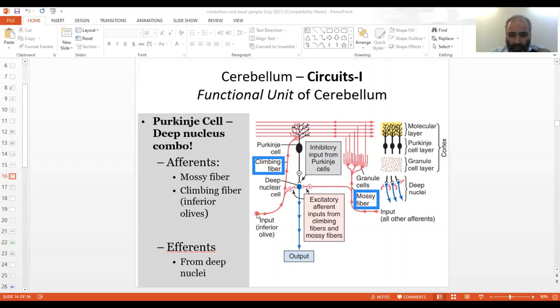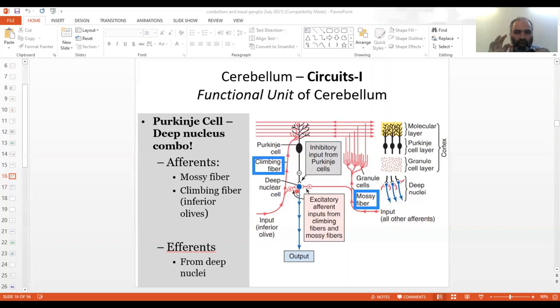So just follow my cursor here. This climbing fiber literally climbs towards the cortex, passing through the deep side of the cerebellum. And before it climbs on to its destination, it gives out a branch, a stimulatory branch, mind you, to the deep nucleus, to its deep nucleus. Whatever relevant deep nucleus it has, it will give a branch to that deep nucleus. There are several climbing fibers, and all of them will give this stimulatory fiber to several deep nuclei.